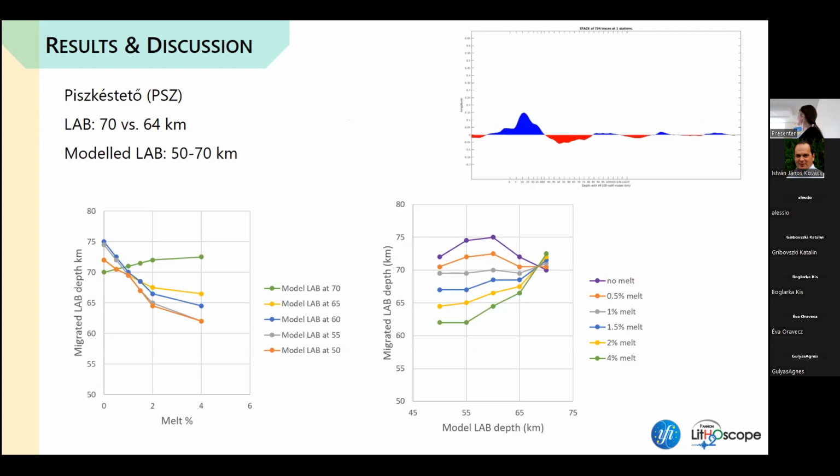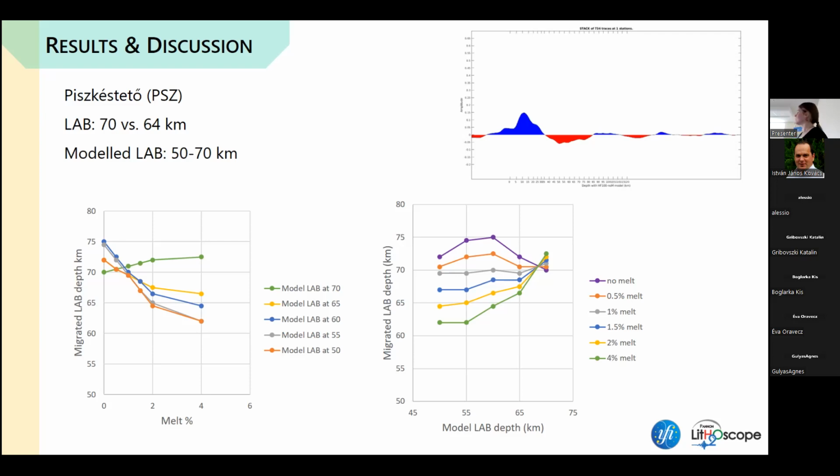So here is the summary of results for Piszkéstető. I'm going to show these 2 diagrams for each of the 4 stations. On the left side, this diagram shows the amount of melt and the migrated LAB depth, depending on what was the modeled LAB depth. And on the right side, we compare the model LAB depth with the migrated LAB depth, depending on the melt content. So basically, these are the same data, but from a little bit different aspect.